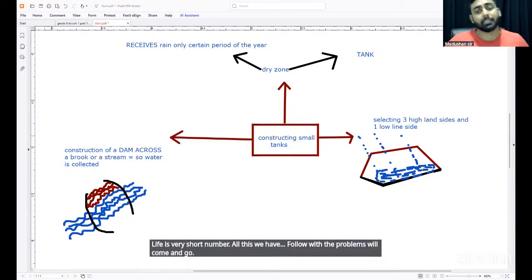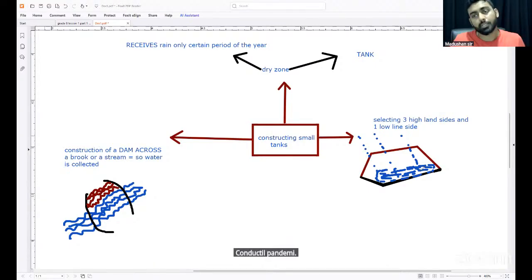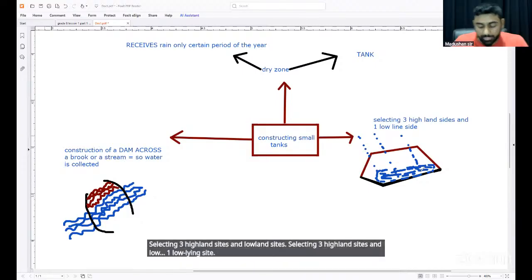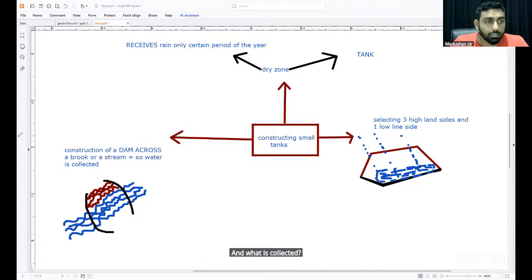Be happy. Selecting 3 highland sites and low-lying sites. Selecting 3 highland sites and one low-lying site, and water is collected.